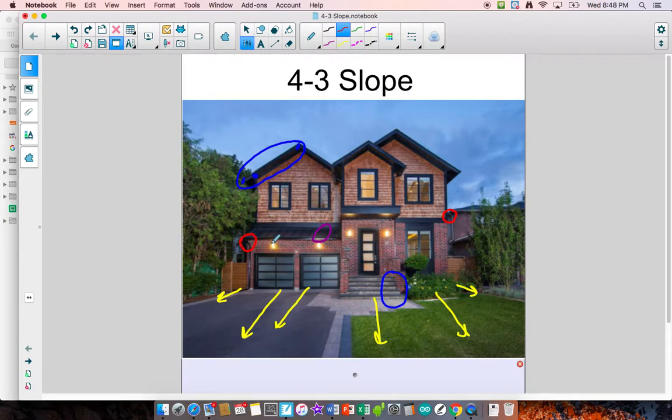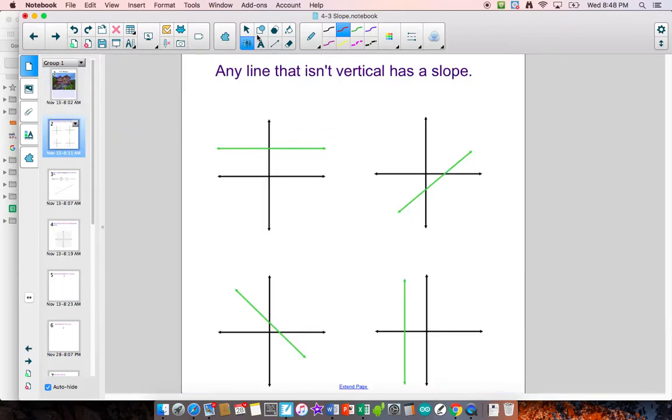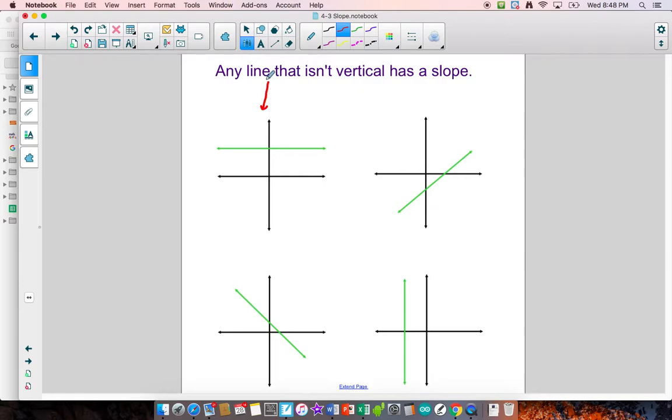Let's do some actual slope calculations and go over what that is one more time before you guys revitalize your vision of slope. Okay, first things first. You need to know that any line that isn't vertical has a slope. So as long as it's not vertical. Slope is represented by the letter M. So what I want you to do in your notes is you don't have to draw these super accurately. Just draw a T.